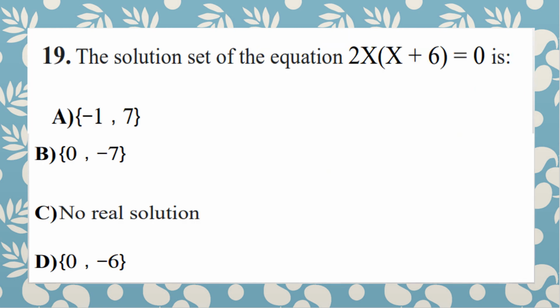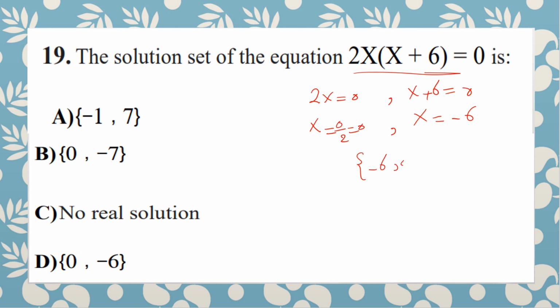Question 19. The solution set of the equation 2x times (x + 6) equals 0. We can write this equation as 2x = 0 and x + 6 = 0. So x equals 0 over 2, which equals 0, and x equals negative 6. So the solution set is negative 6 and 0. So the correct answer is D.